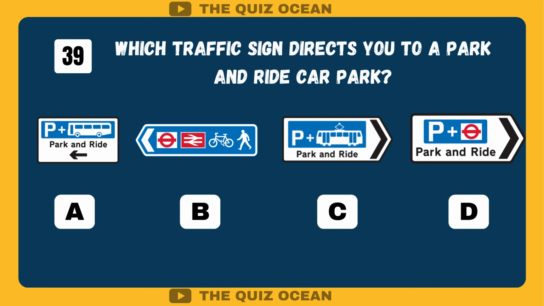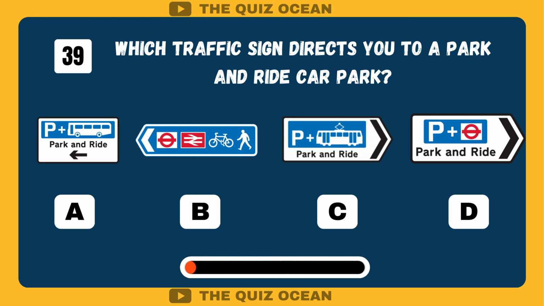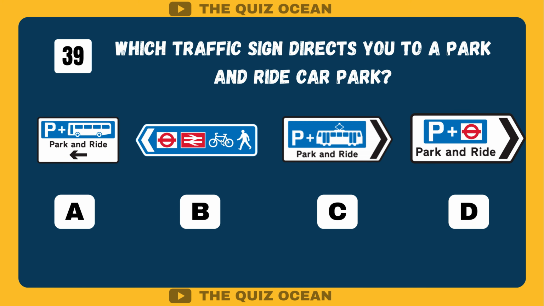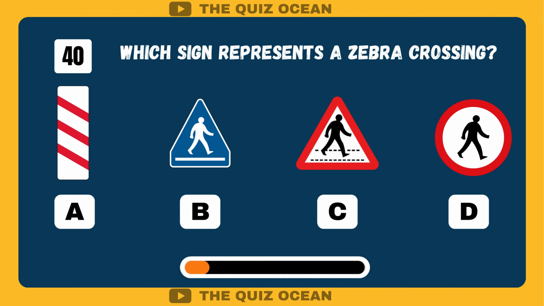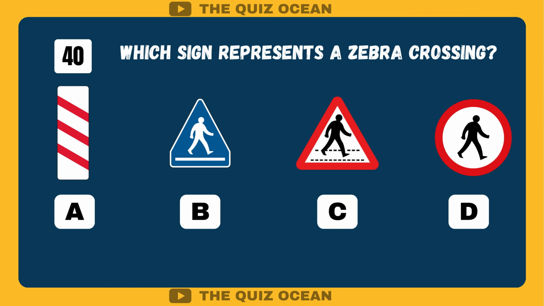Question 39. Which traffic sign directs you to a park and ride car park? The answer is D. Question 40. Which sign represents a zebra crossing? The answer is C.